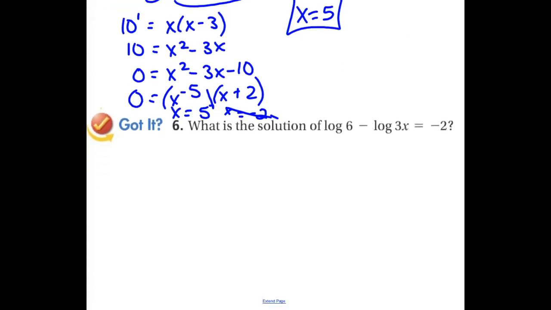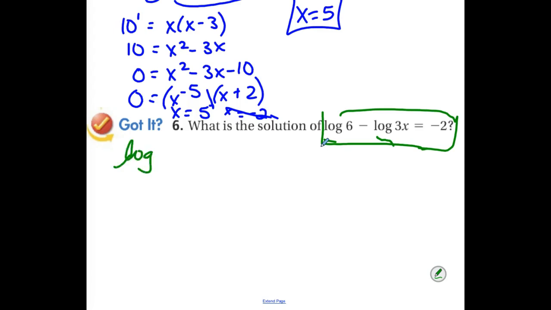I'm going to pause the video. I want you guys to talk at your tables. How would you condense this one down? All right, so once again, we have 2 logs here that we have to condense down. So we are going to have the log of what? 6 divided by 3x equals negative 2. What's my base? 10. So 10 to the negative 2 equals 6 divided by 3x.